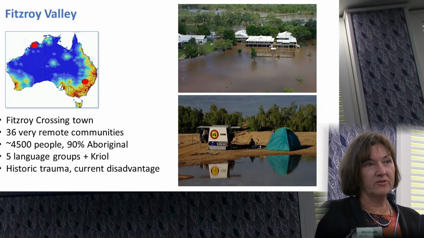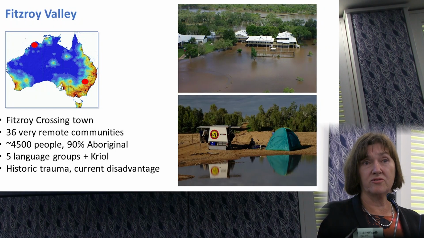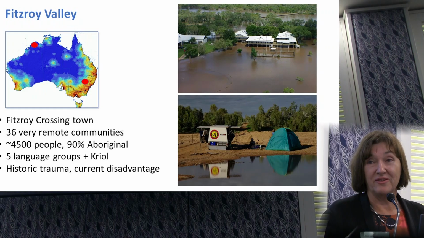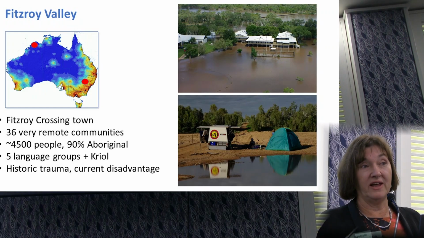This is a very remote community, and it's got many of the problems of historic trauma and current disadvantage that we've heard of. But of course it's also up in northwest Australia, subject to annual flooding, and in early 2023 had the 1 in 500-year flood. And so many people in that community are still displaced 18 months later.